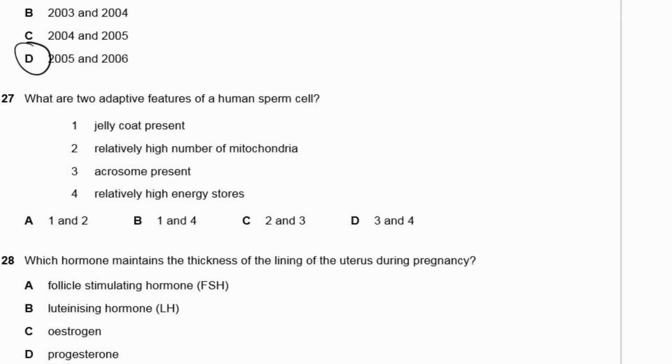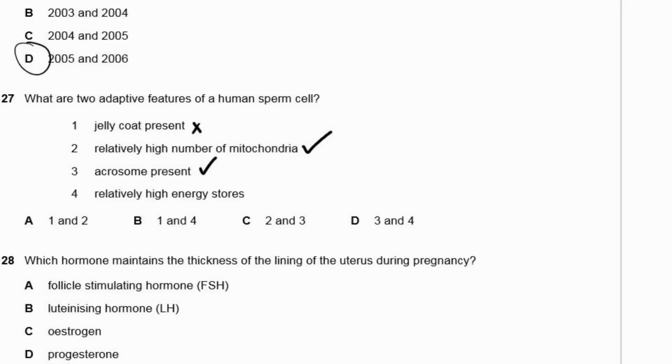Question 27. What are two adaptive features of a human sperm cell? Okay, is a jelly coat present? No, a jelly coat is present in a human egg cell. Is there a relatively high number of mitochondria? Yes, it needs lots of energy to do its little journey as quickly as it possibly can. Is there an acrosome present? Yes, there is. And an acrosome is a little bit at the tip of the sperm cell that contains enzymes that break down the jelly coat so that the egg can be fertilized.